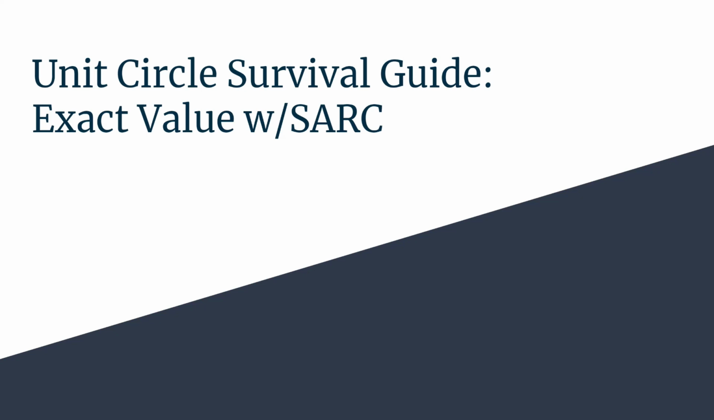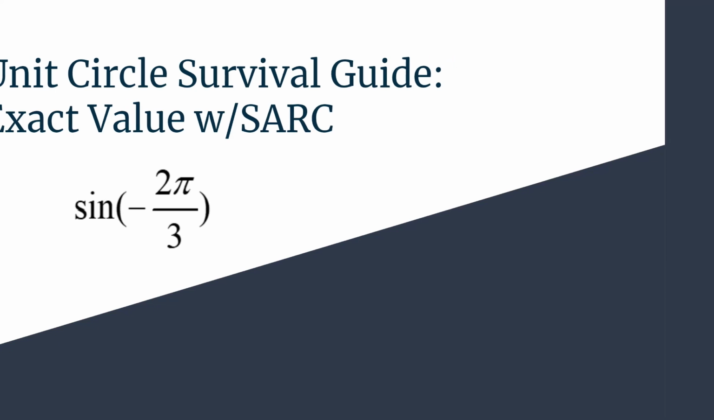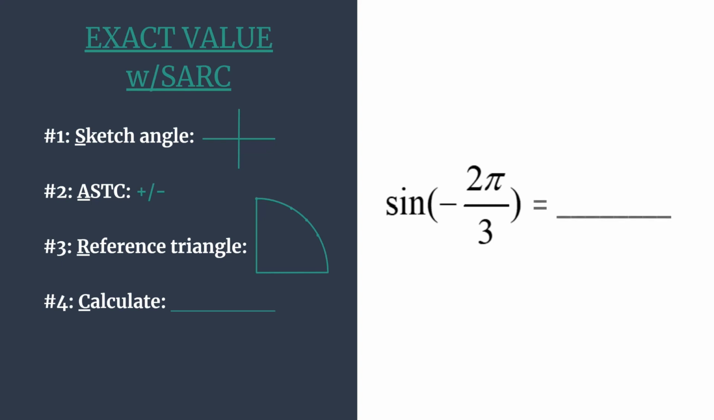In this unit circle survival guide, we're going to find the exact value of sine of negative 2 pi over 3 using the SARC method. So SARC is just an acronym to help you remember the steps. One of the hardest things about finding exact values is that you may just miss a small bit of information. Usually it's not remembering a negative sign, but if you keep everything organized, you'll find that exact values become really easy. So here's a quick breakdown of the steps.